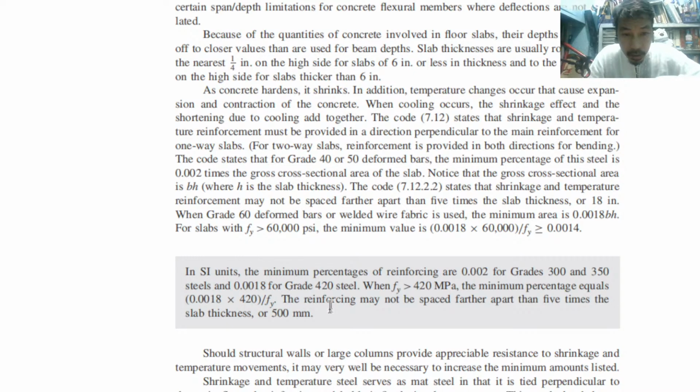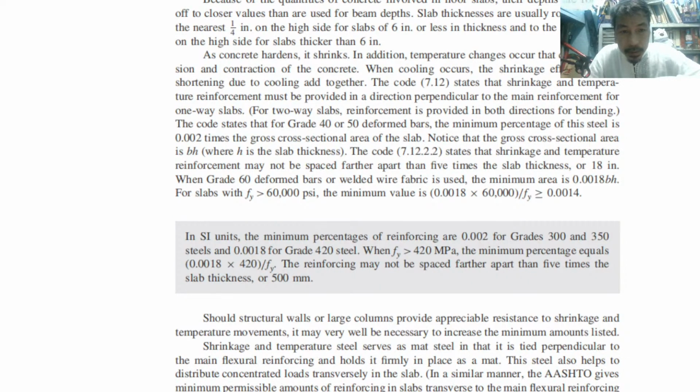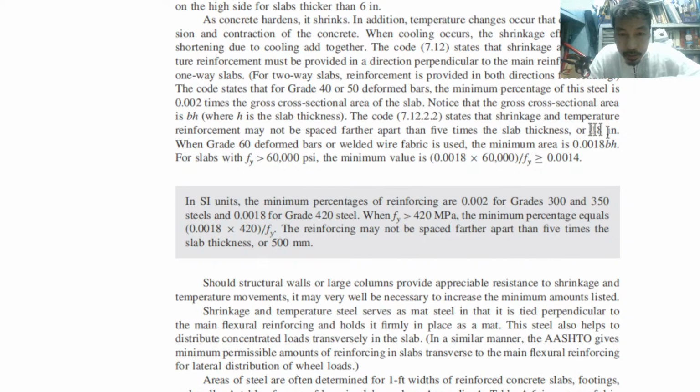The reinforcing may not be spaced further apart than 5 times the slab thickness. So, if the slab thickness is 100, 5 times, the spacing is 500 mm. So, that is the spacing of reinforcement. Remember this.